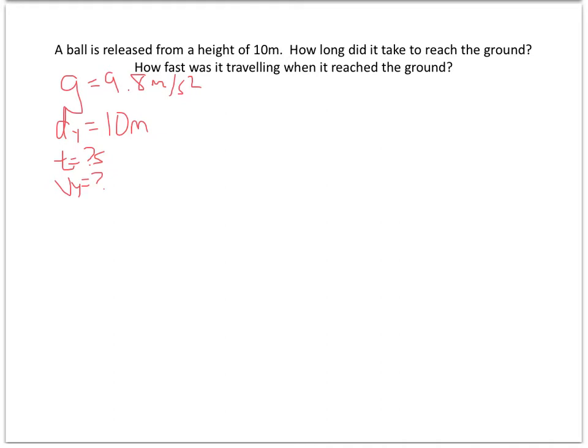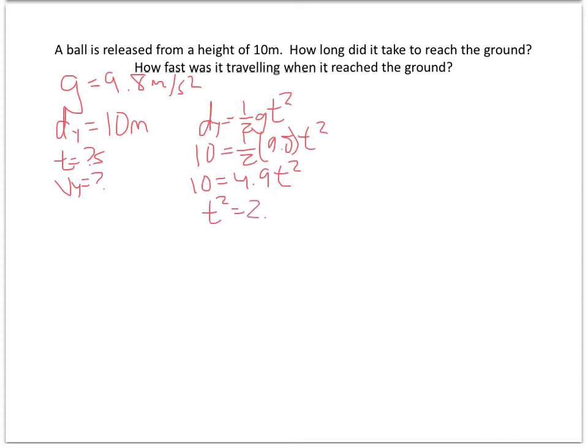So I'm going to start out with the peak height. How long did it take to reach the ground? So if I start out with the formula dy equals 1/2 gt squared, and I plug in my variables, 10 equals 1/2 9.8 t squared. Now I just need to finish doing the math. 10 equals 4.9 t squared. T squared equals 2.04. So time equals 1.43 seconds. That's the first part of this problem. It takes 1.43 seconds for this ball to reach the ground.